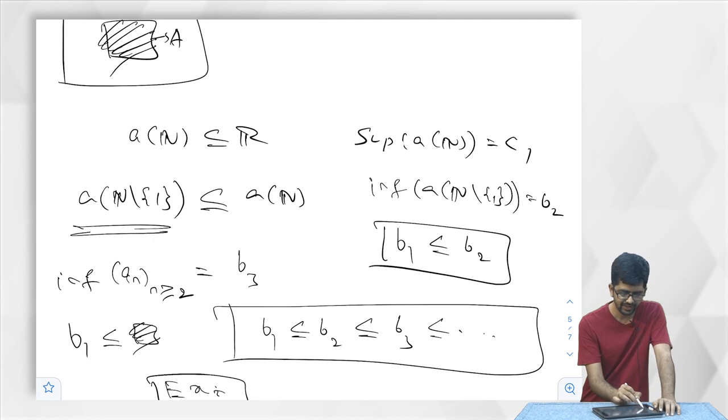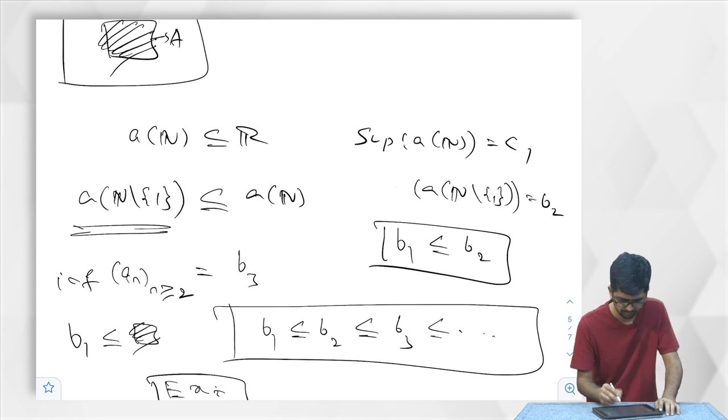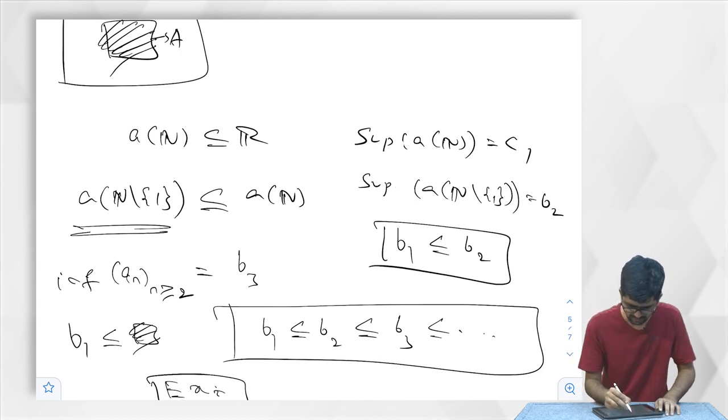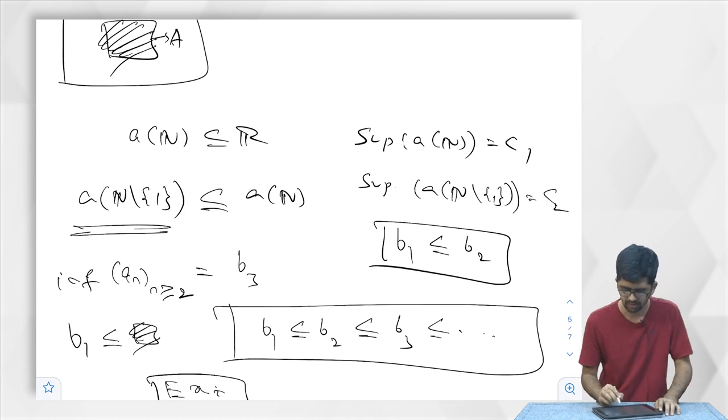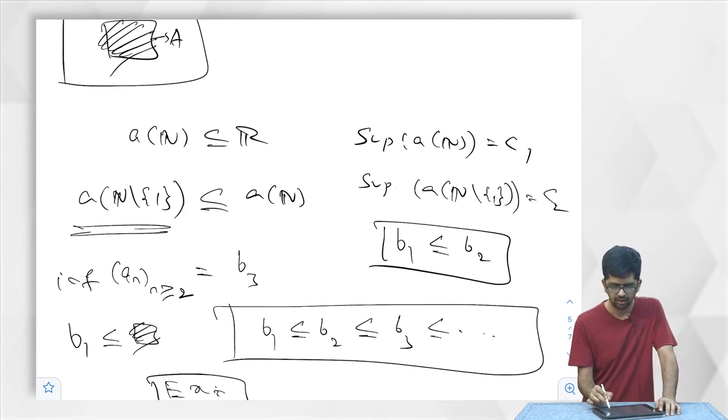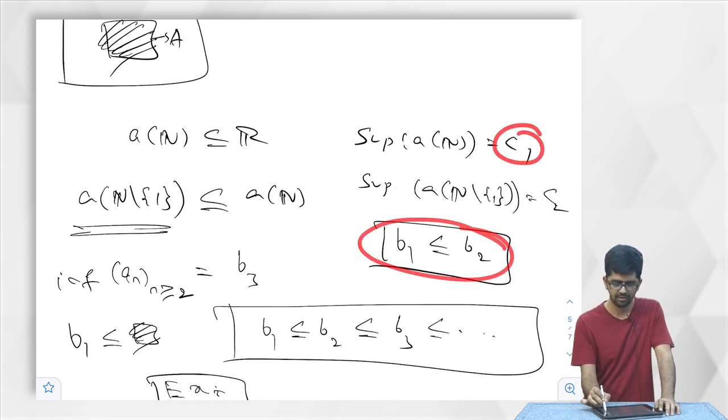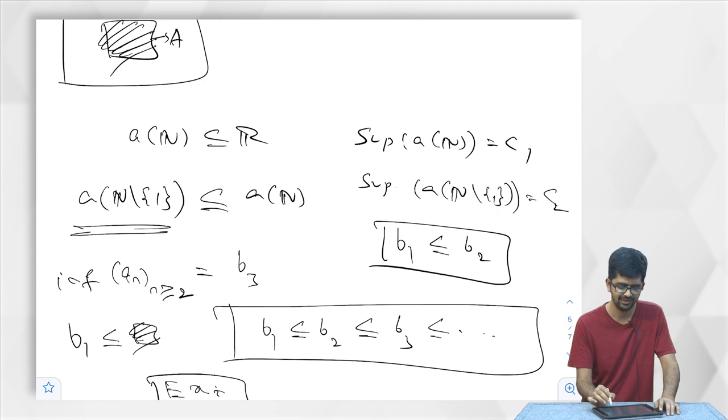Now, if I take a subset of this, I am changing this also, this is also supremum and this is C2. Now, for infimum, this was the condition. For supremum, you think about it, what should be the condition?